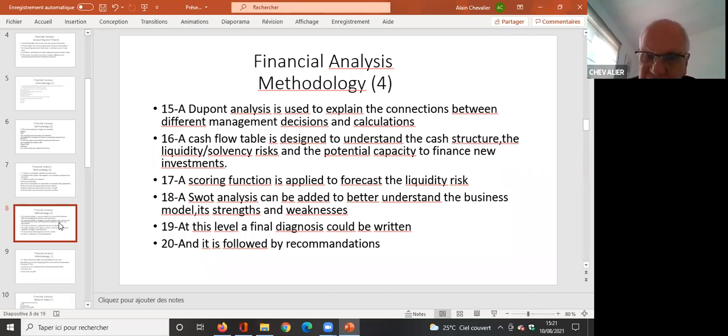So a diagnosis should be very clear, underlining the main strengths and the main weaknesses. And of course, you have to be able to present it in an oral presentation, but also to write it. And it should not be only ratios. You have to be able to write a few clear sentences for the readers.